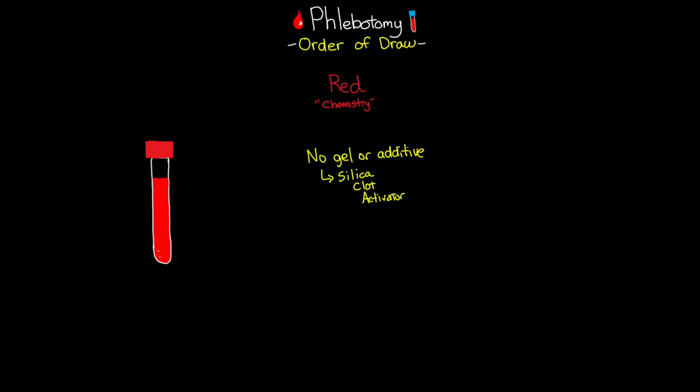And essentially what this does is it just helps to form a clot inside of the tube in order to give them the serum that they're looking for. And again, this isn't a very common tube. Typically you're not going to use this one all that often, but there are certain tests that they do ask for the sample to be drawn in the red top tube.